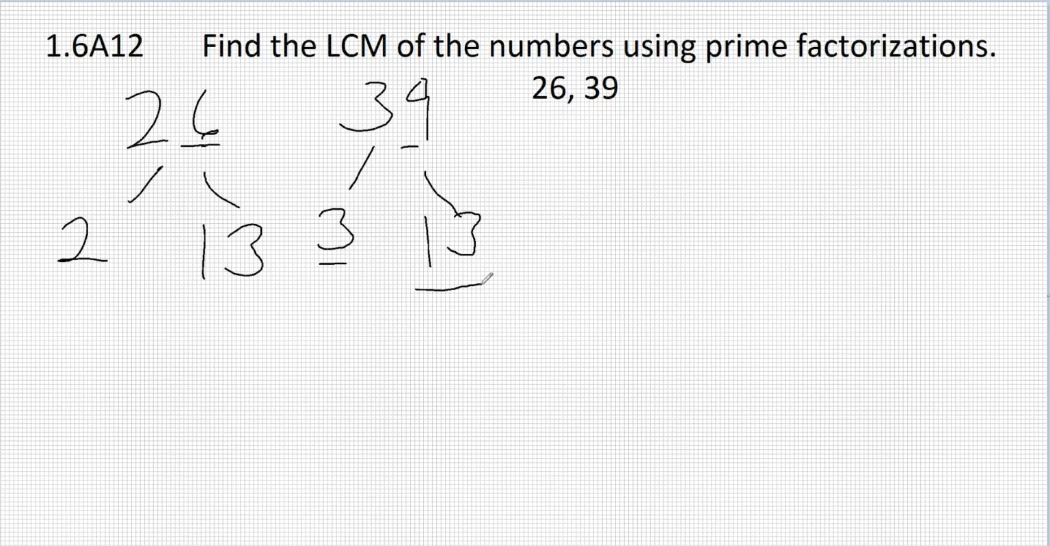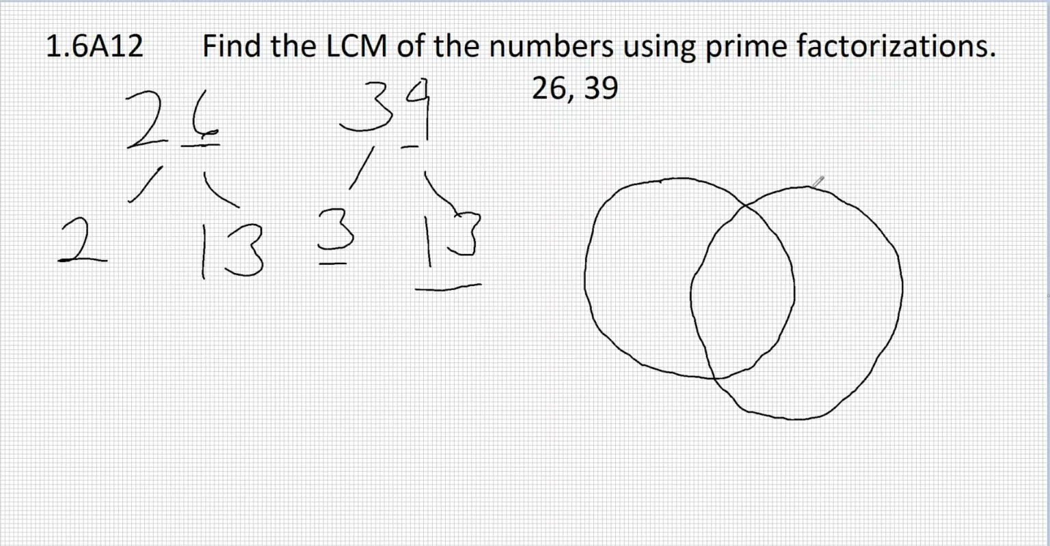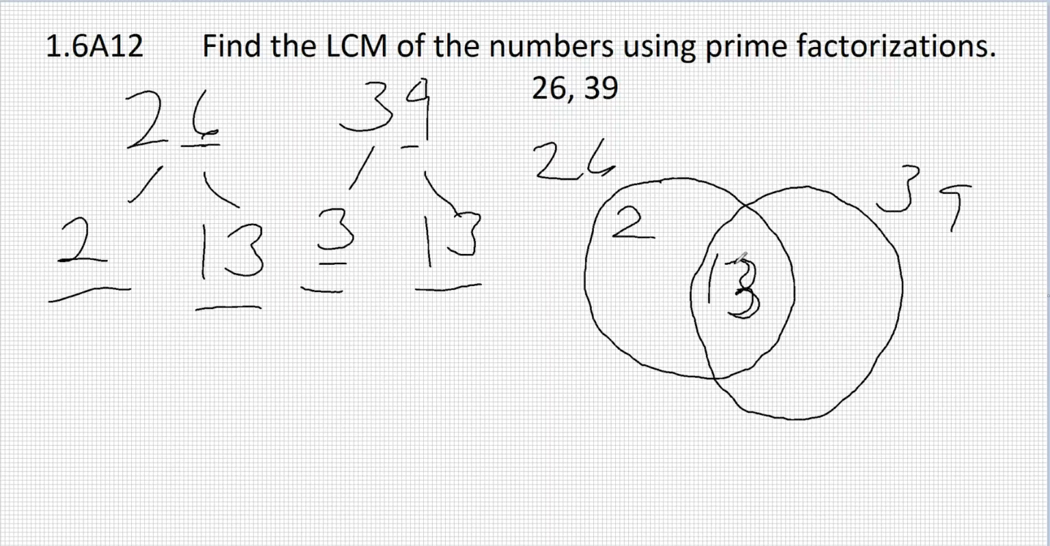Alright, so now let's use the Venn diagram to figure out what our LCM is and our greatest common factor. Let's call this circle 26 and this one 39. We don't have any 2's in common, so they go in here. We do have a 13 in common, so that goes in here where the two circles intersect. And we don't have a 3 in common, so that goes outside there.